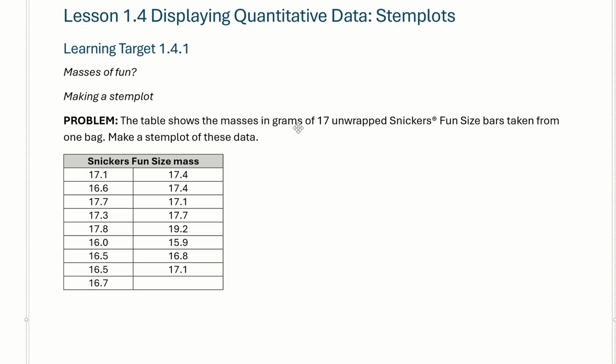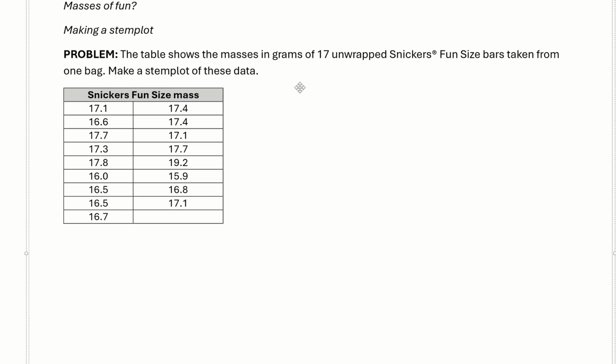So here we go. Here we're learning target 141. We're making a stem plot. So we want to make a stem plot of the following data here for 17 unwrapped Snickers fun size bars. All right. Okay, so first off, we're going to do it two ways. We're going to do it with splitting and without splitting, right? So you can see how to do both. So we're going to do no splitting first.